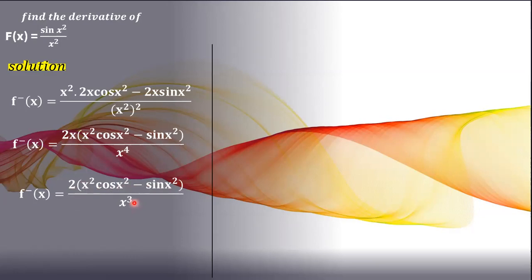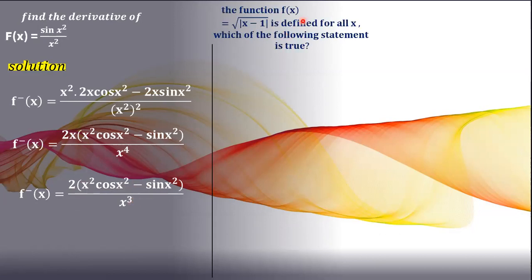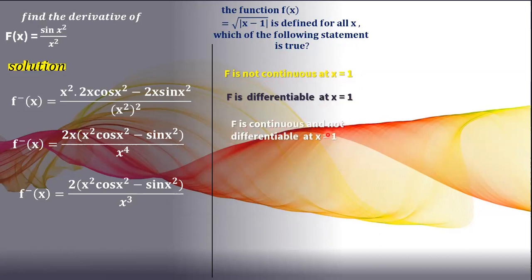Okay. Next question. The function f of x equals square root of absolute value. Take care. Square root of absolute value is defined for all x. Which of the following statements is true? If this function, what is the true statement? First statement, f is not continuous at x equals 1. F is differentiable at x equals 1. F is continuous and not differentiable at x equals 1. Last one, limit of f of x is not equal to 0.